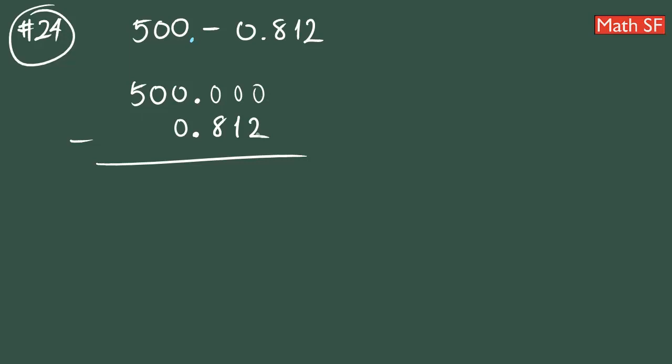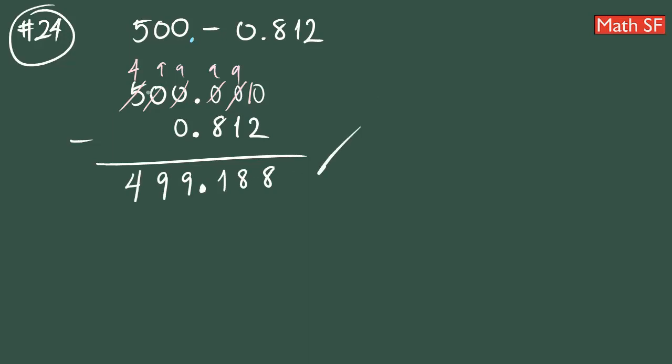0 minus 2, I cannot do that, so I must borrow from this 0, but this doesn't have anything, so I go all the way to the 5, and this 5 is going to become a 4, and this becomes 10, but since it's going to lend to the next, it becomes 9, and this will happen all the way along till this becomes 10. Okay, so 10 minus 2 is 8, 9 minus 1 is 8, 9 minus 8 is 1, same point, decimal place. 9 minus 0 is 9, and a 9 and a 4. So this is your final answer.